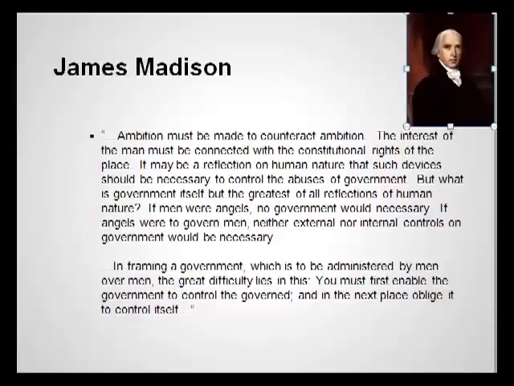If men were angels, no government would be necessary. If angels were to govern men, neither external nor internal controls on government would be necessary. In framing a government which is to be administered by men over men, the great difficulty lies in this. You must first enable the government to control the governed, and, in the next place, oblige it to control itself. Right. So the great James Madison, 4th President of the United States, father of the Constitution, is basically reflecting on free will and human nature and the need for people to be governed, especially in a society that's dedicated to some degree of democratic principles.